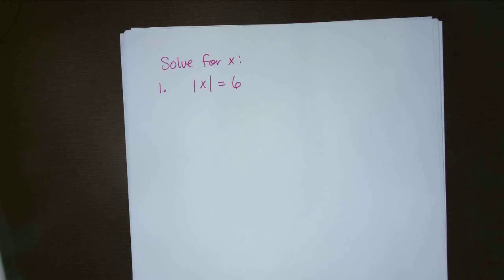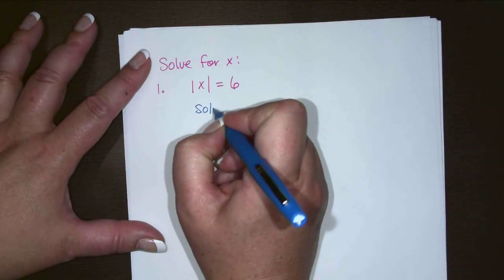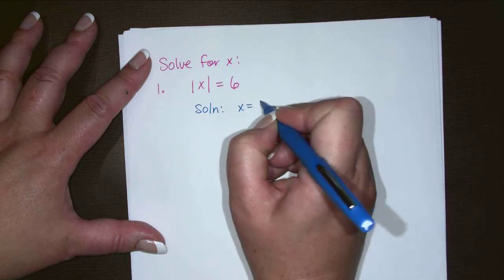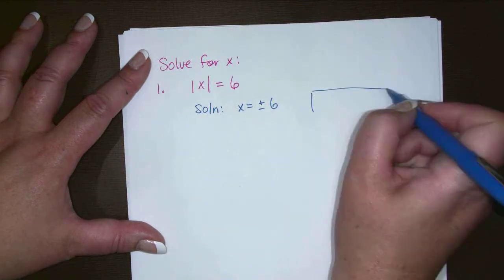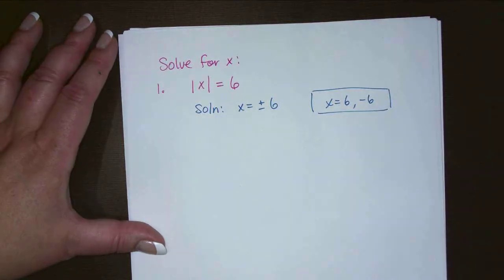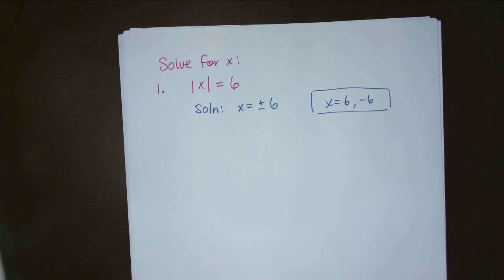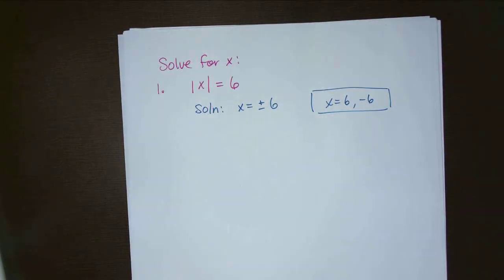Not always, but usually there's two answers for an absolute value. So the solution here, there's no work involved. X is plus or minus 6. You can write it like that, or you could say x equals 6 or minus 6. You can write it with a comma, or you could put an or in between. Okay, that would be the plus and minus like this. That implies two answers. Okay, so that's the first one.